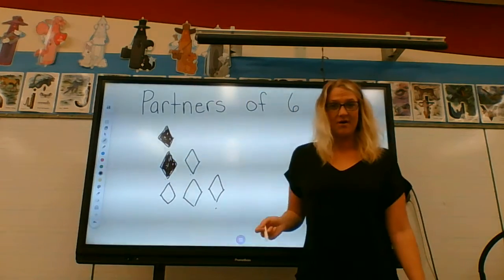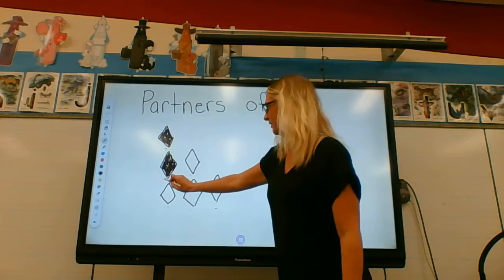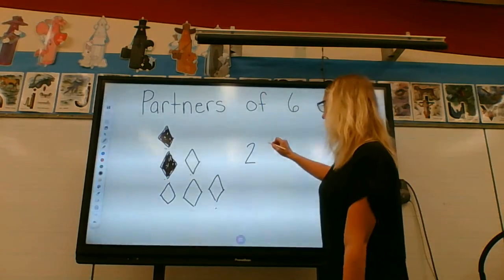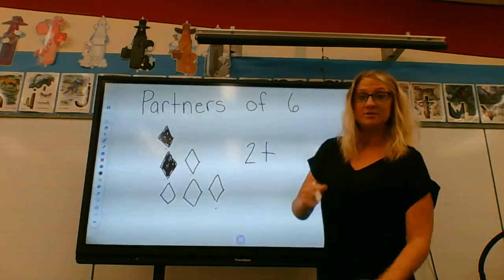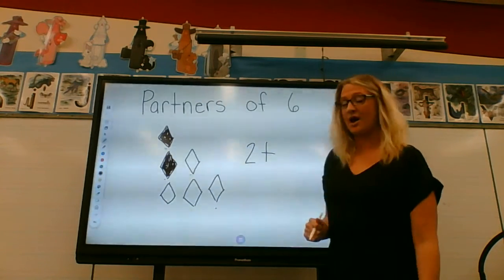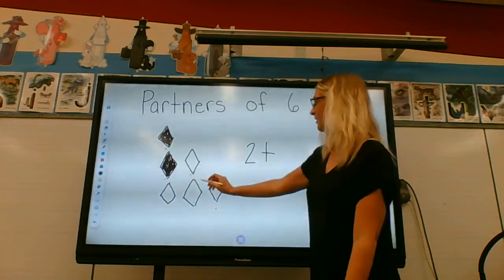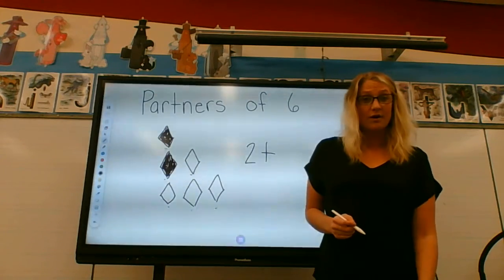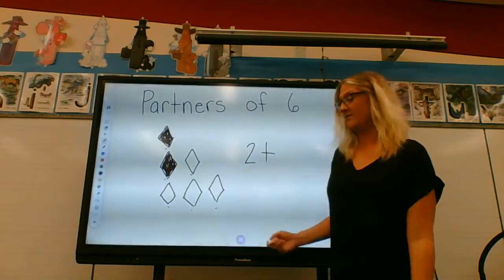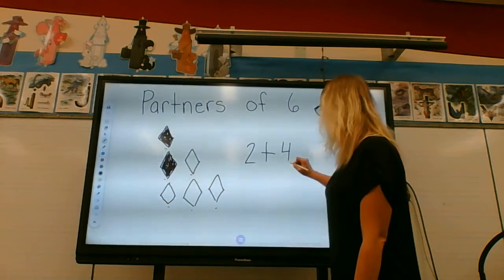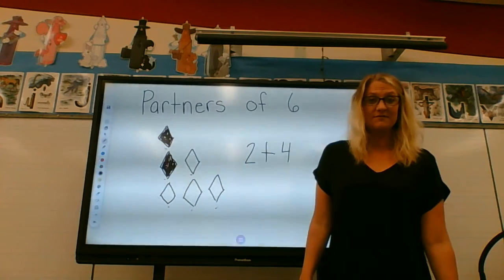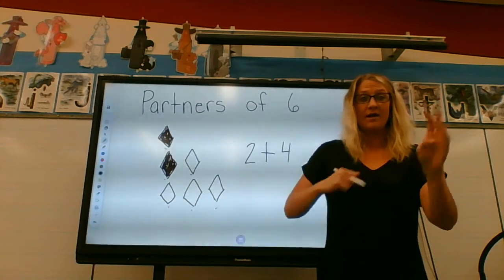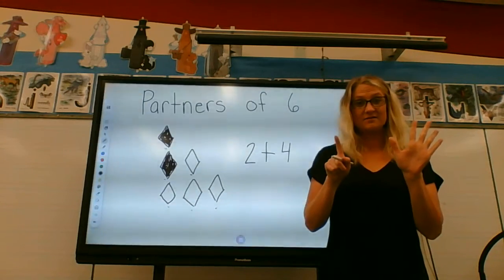Okay, now your job is to count how many are shaded. We know we have 1, 2, and that's our first number in the equation. We'll add our plus sign because we know we're adding to get to partners of 6. Now our job is to count how many are not shaded again. 1, 2, 3, 4. So now we know that 4 are not shaded, so 4 is our second number in the equation. Now we know that our partners of 6 are 2 and 4. 2 plus 4 equals 6.